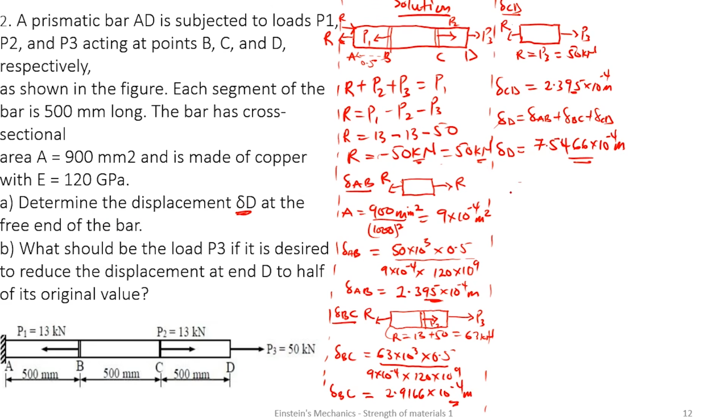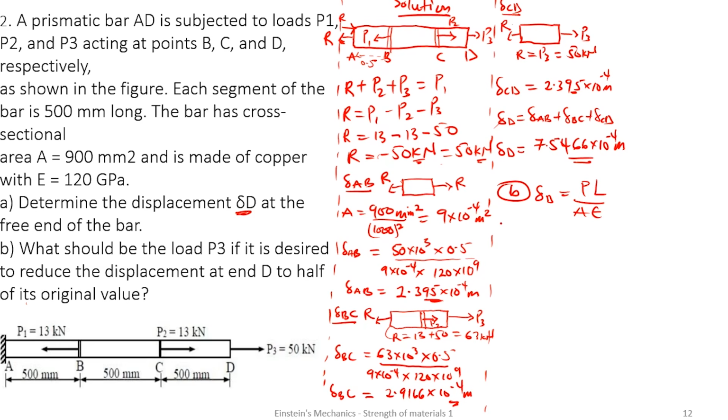Let's look at the B part. The B part is saying what should be the load P3 if it is desired to reduce the displacement at the end to half of its original value. So we want a force that can reduce this displacement to half of it. Are we good? So it's simple. We already know that our displacement at D is having the formula PL on AE. But now we want half of it and deduce the force.